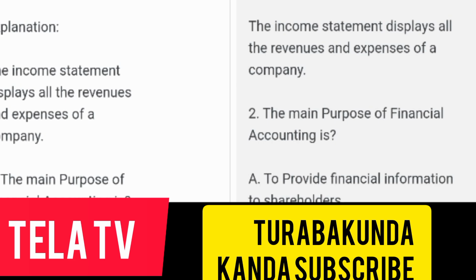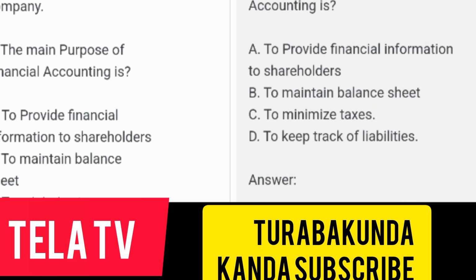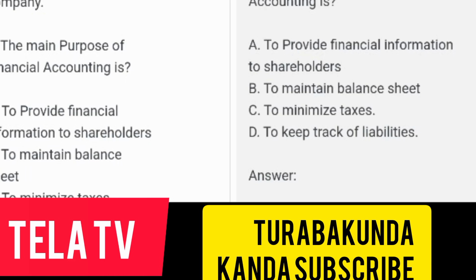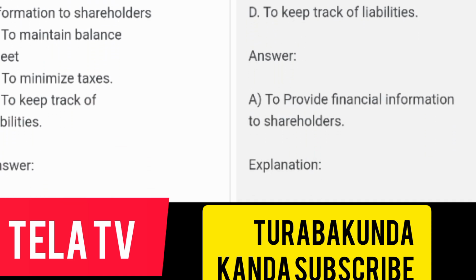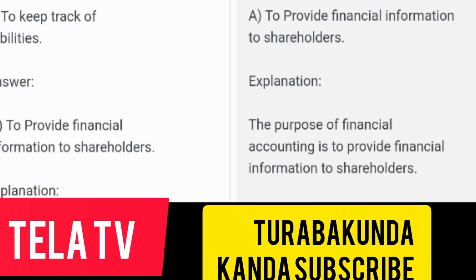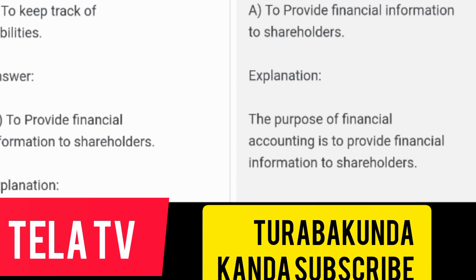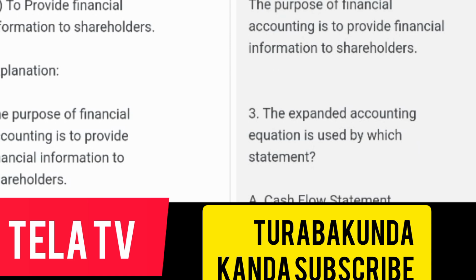2. The main purpose of financial accounting is A. To provide financial information to shareholders. B. To maintain balance sheet. C. To minimize taxes. D. To keep track of liabilities. Answer. A. To provide financial information to shareholders. Explanation. The purpose of financial accounting is to provide financial information to shareholders.